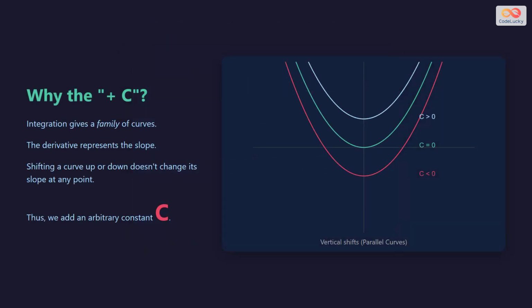Why do we always add c? Integration finds a family of functions. Shifting a curve up or down does not change its slope, so all these parallel curves are valid answers.